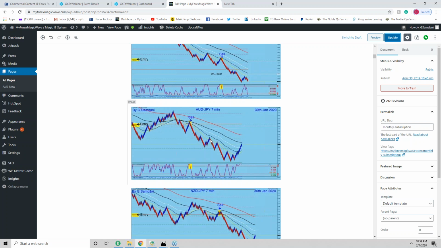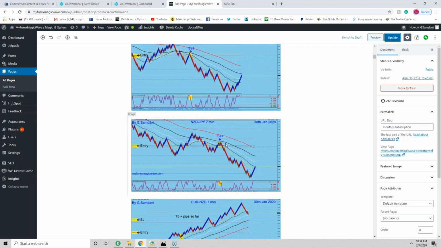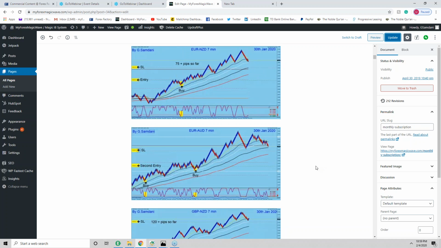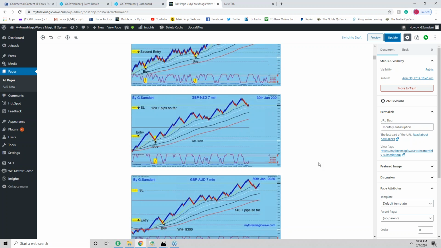Then you have an entry here, a beautiful entry here, a beautiful entry here. Similarly, on this pair, I took this one, but then you had another entry there. Look at this one, 75 pips starting from here, but you had entries here, here, here, here. So many entries. Right, so this is the beauty of this system, that it gives you so many entries.